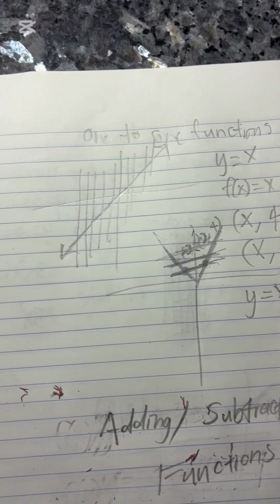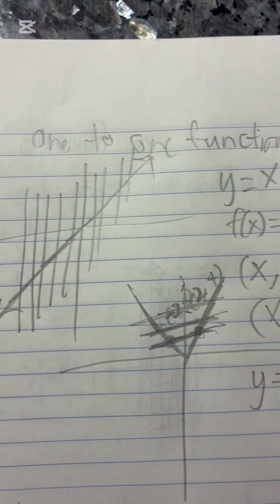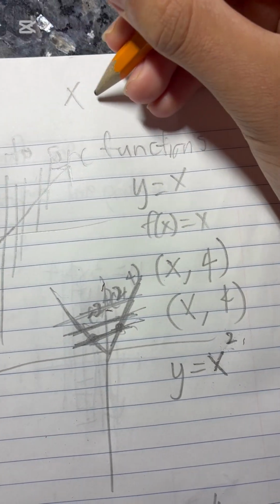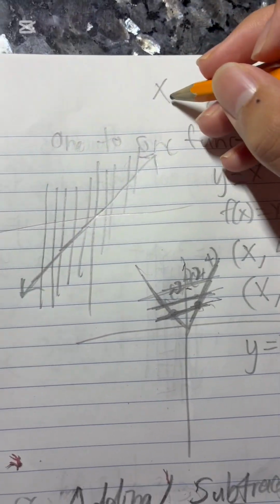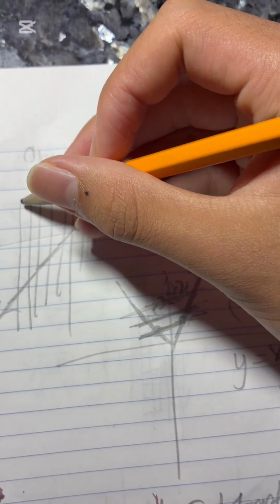Okay, so first let's look at one-to-one functions. What is a one-to-one function? First, what's a function? For one x value, there can only be one y value. So how do you test if something's a function? This is where the vertical line test comes in.